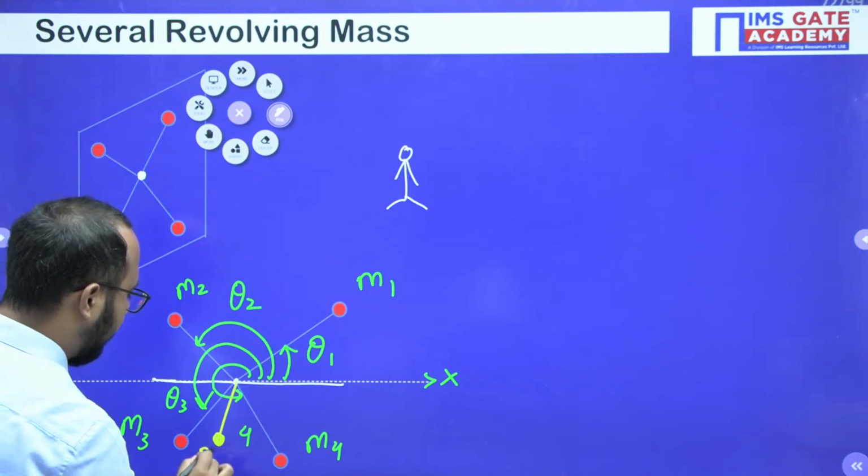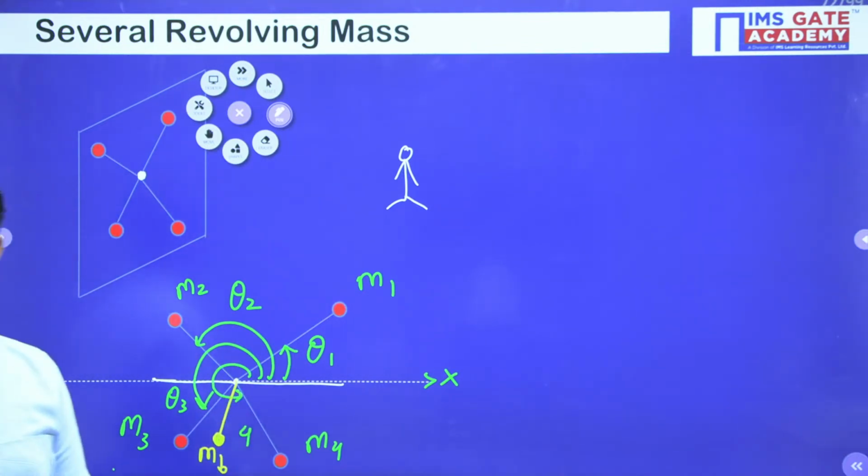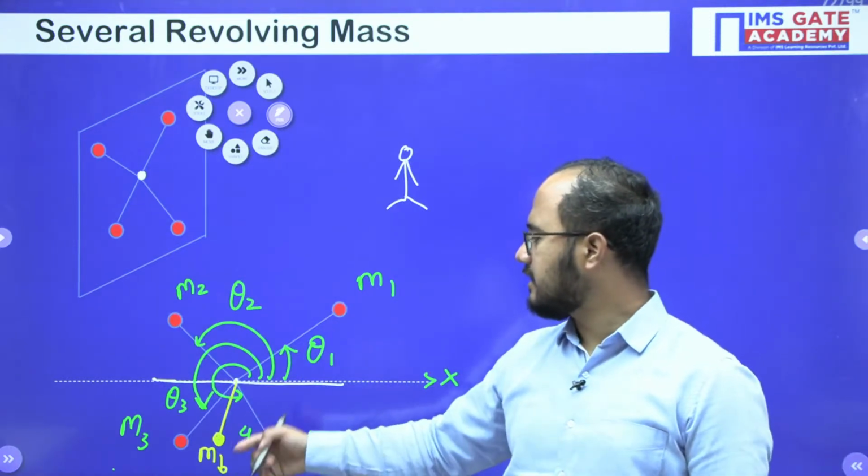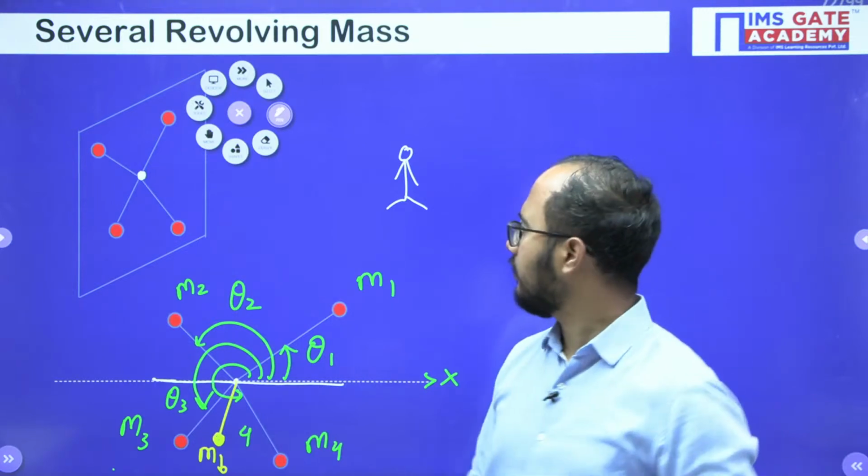And I will call this MB. I hope this is clear. MB I will call, right? MB is the balancing mass, radius of rotation RB. Okay, simple.